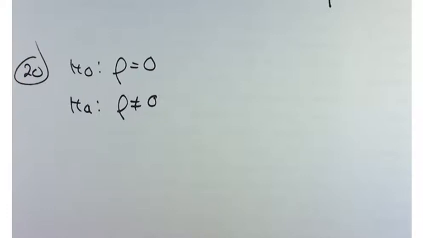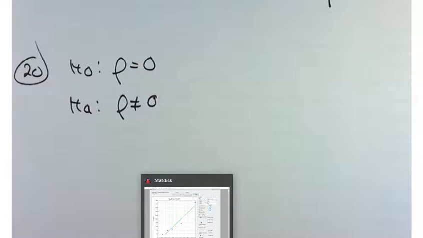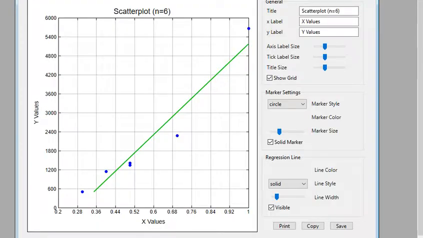Okay. Let's go back to StatDisk. We'll make our test at, say, the 5% significance level. That seems to be pretty standard. It's not like if we get this thing wrong there's an earth-shattering consequence. So 5% seems like a reasonable standard. I can close this out.